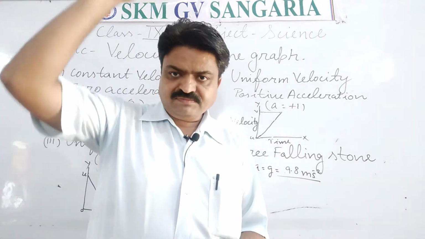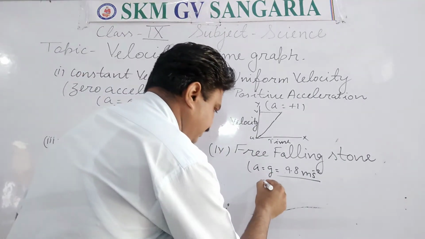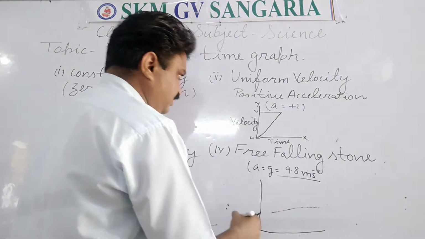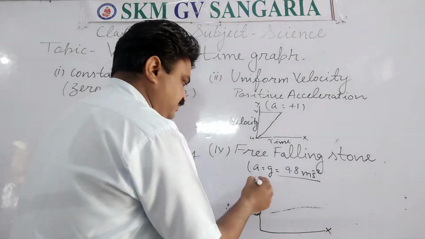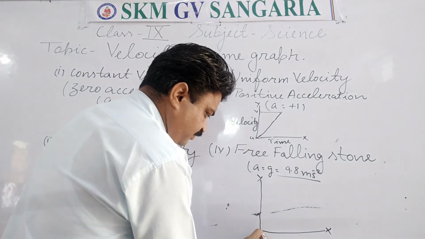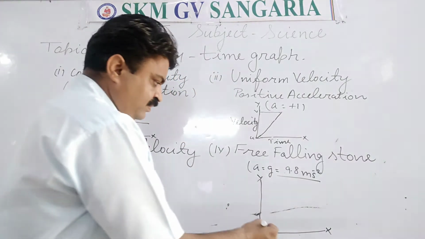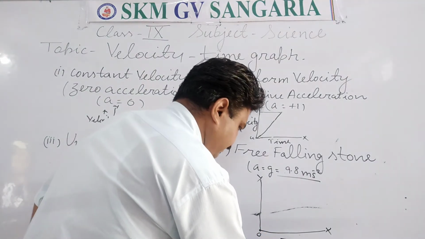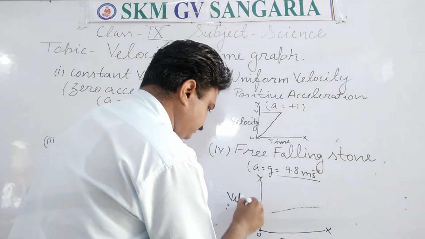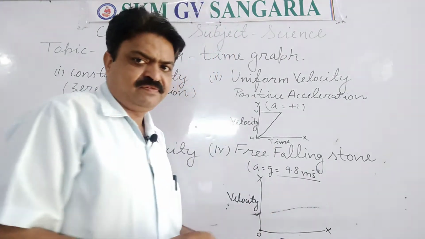So when the object comes down, which type of graph will we get here? This type of graph we will get. First, this is the x-axis and this is the y-axis, and this particular point is the origin, or we can also indicate it as 0. Now this is time and this is velocity. Now we come to this graph.